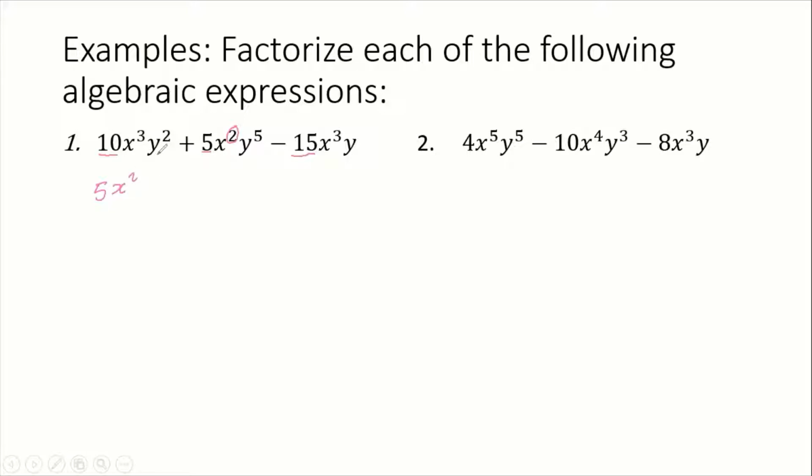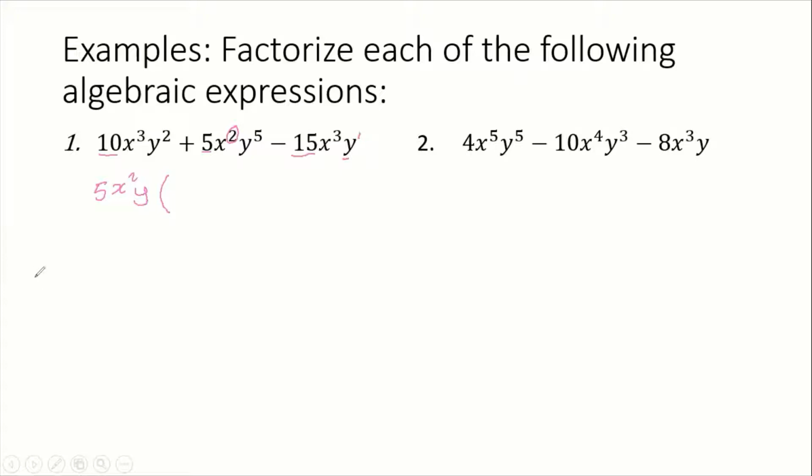Then now we look at the y's. We notice that y is common to all three terms, and the one with the lowest power is this one out here, because y is the same thing as y to the first power. So we're going to write that here. So note that 5 times x squared times y would be the highest common factor of each of these algebraic terms. So to find the second factor, we're going to use the highest common factor to divide each individual term, and the quotient that we get, we're going to put inside of the bracket.